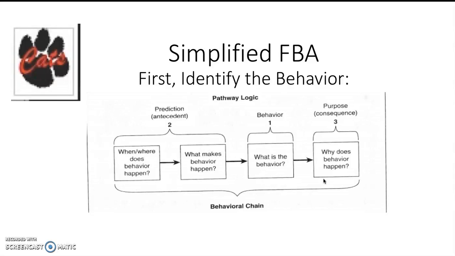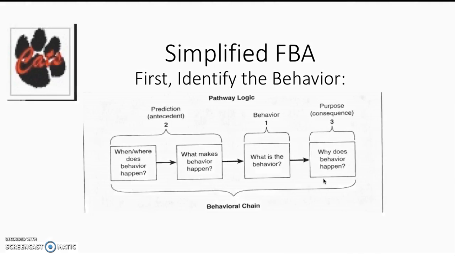The simplified FBA in the first part is to identify the behavior, and this is a flow chart that takes you through the thought process. If you notice, in the middle of the flow chart is the number 1. It says, what is the behavior? And then it takes you backwards to go find out when and where. And then it takes you forward for the why. Once you've exhausted all the information that you can for these 3 pieces, then you can move on.